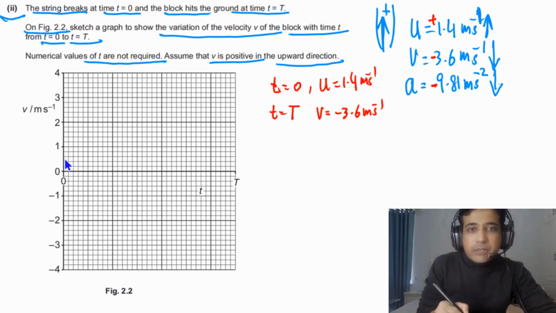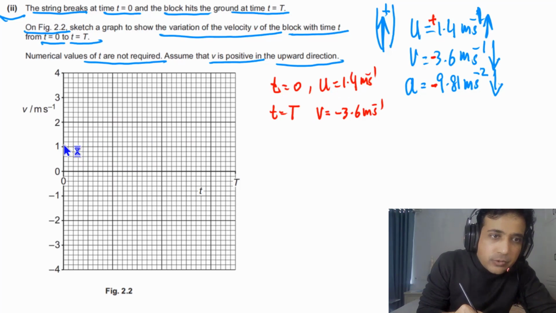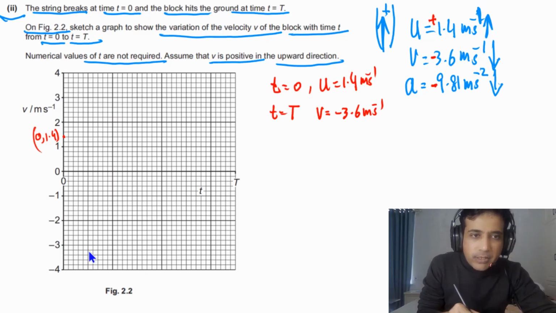So we have to take 0, 1.4. So it will be here. So we can write down this is 0, 1.4. And the coordinates of this point we can also write down. So at this point we will have capital T, negative 3.6.